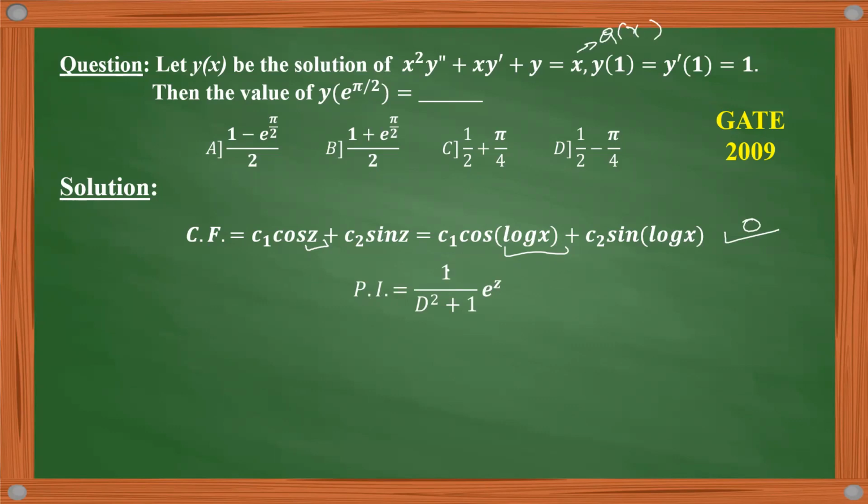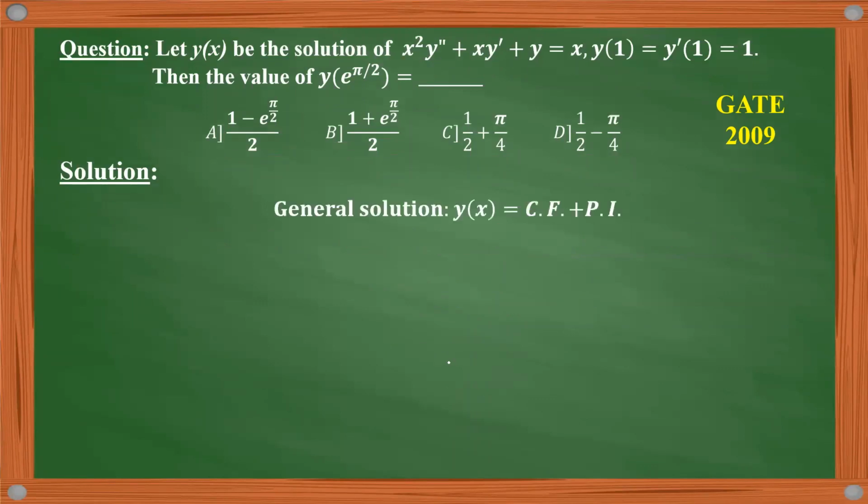So by the general method it is 1 upon D square plus 1 into e raised to z. Now in this case we just replace this D by alpha, and in this case alpha is equal to 1. So just replace, it is a non-zero value, so no need to worry about it. So our final solution is 1 upon 2 into x. We have already made the substitution in place of e raised to z. So this is our particular integral. So combining both the solutions, we get our general solution as complementary function plus particular integral.